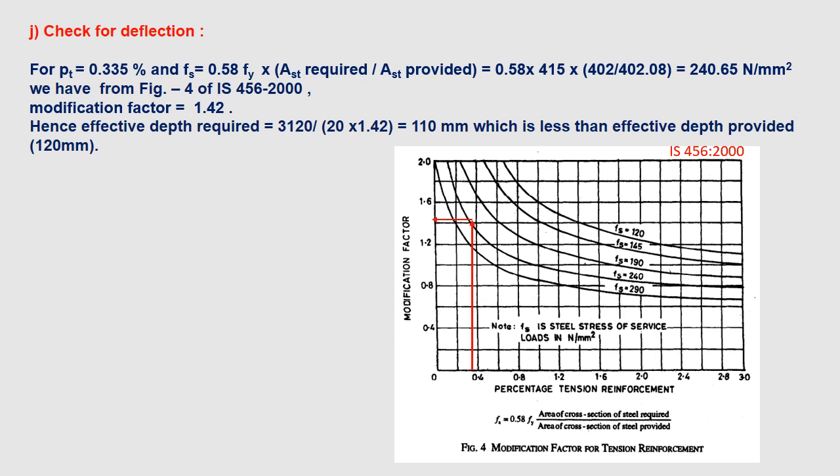Now we will calculate the effective depth required, that is equal to 3120, which is the effective span, divided by basic value 20 into modification factor 1.42, which becomes 110 millimeter, which is less than the effective depth provided, 120 millimeter. Hence, the deflection criteria is satisfied.